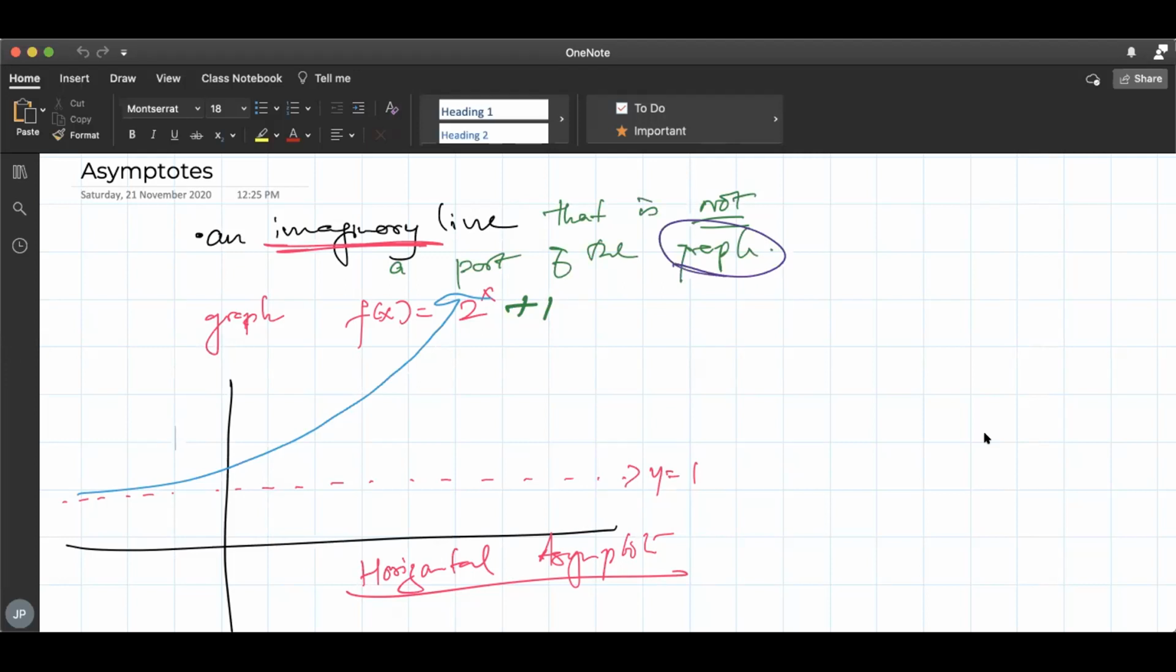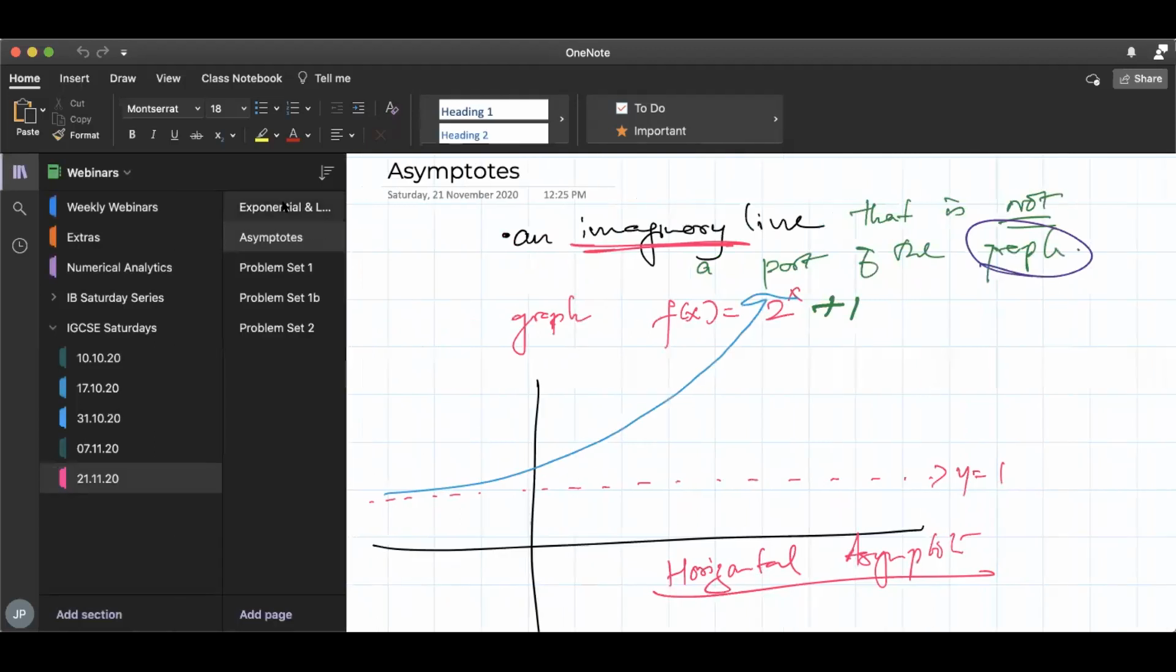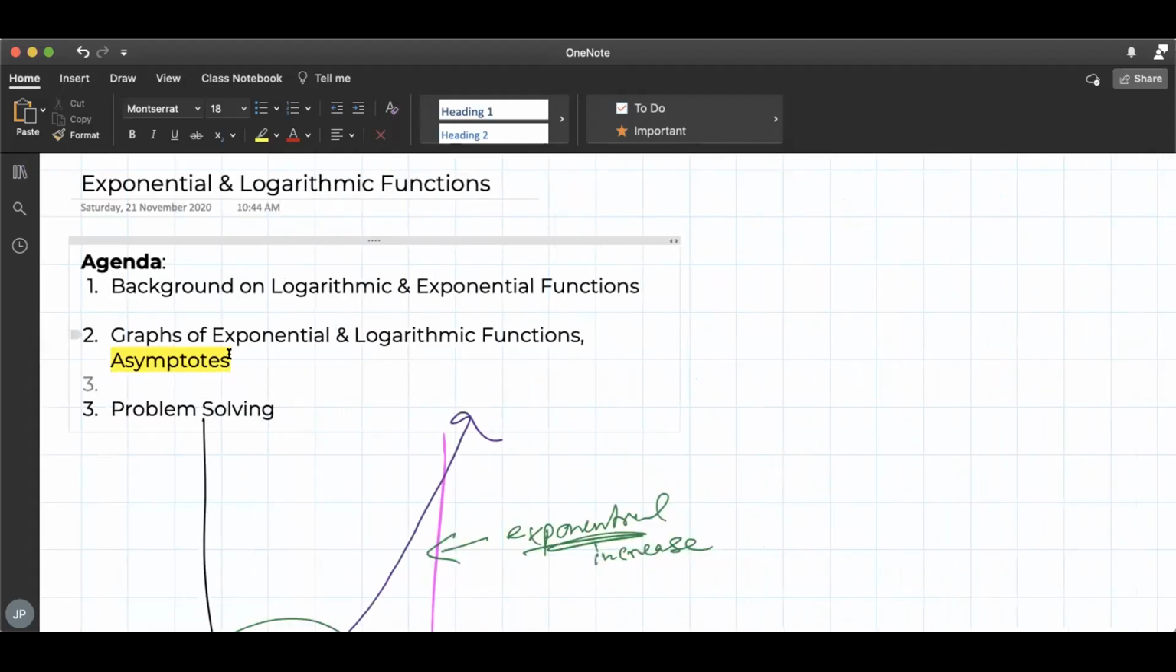Horizontal asymptotes a graph can cross, vertical asymptotes a graph will never cross. So some other day we can discuss asymptotes in greater detail. But as far as your IGCSE syllabus is concerned, you would need to know about asymptotes also, and like I said, not just in the context of exponential and logarithmic functions.